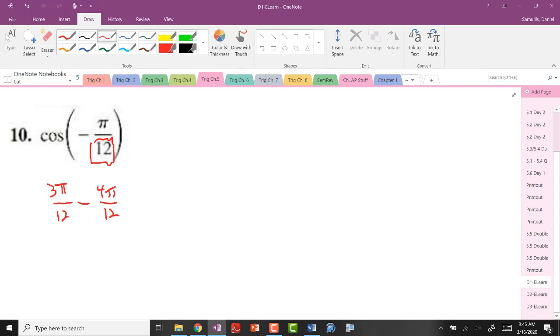I was thinking about 6 pi over 12 minus 4 pi over 12 would be 2 pi over 12, which does not, or reverse it. And that would not end up equaling that. So I guess we're kind of limited on this one.